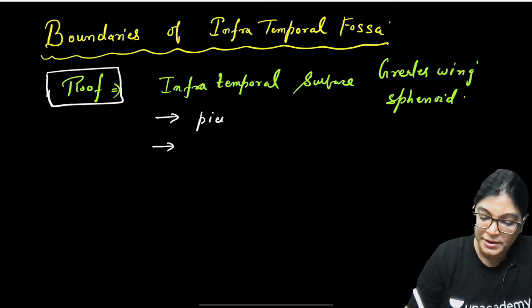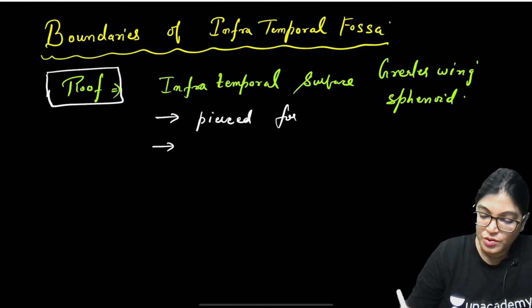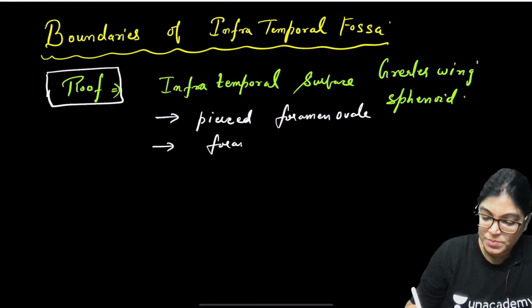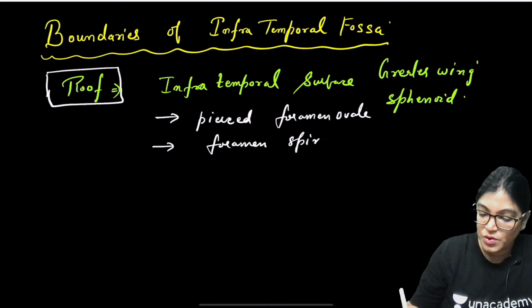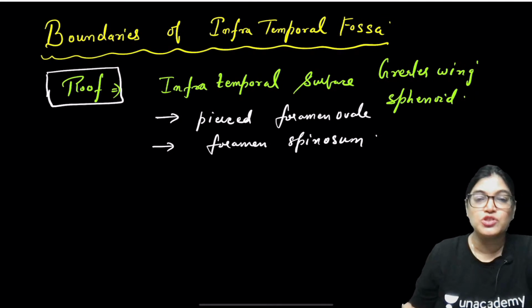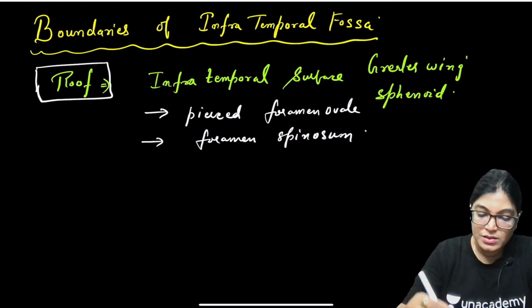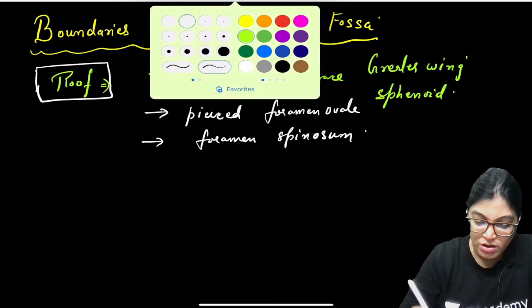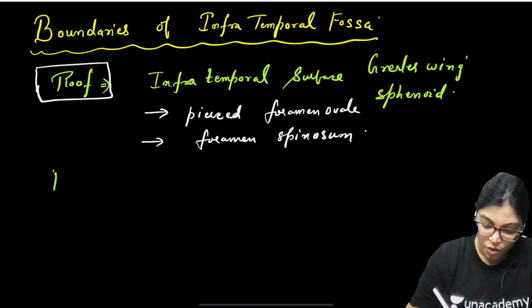So I have just outlined the roof, and it has two foramens. It is pierced by foramen ovale and foramen spinosum, and through these foramens it forms communication with the middle cranial fossa. So yes. Now moving on to the next, that is medial wall.